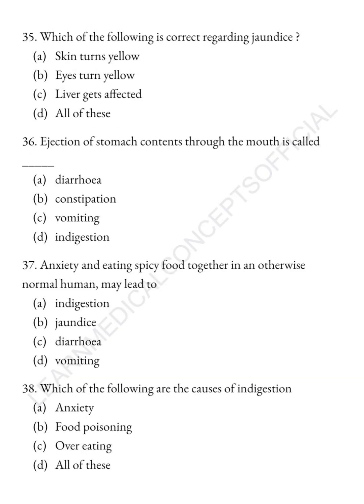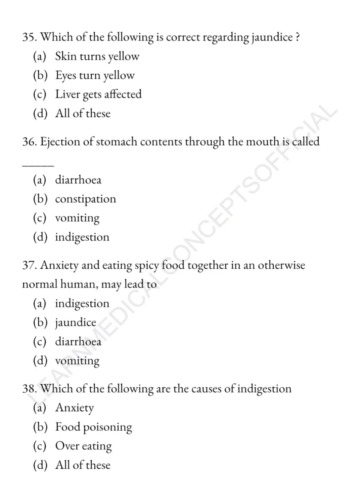Coming to the 35th question, which of the following is correct regarding jaundice? Option A, skin turns yellow. Option B, eye turns yellow. Option C, liver gets affected. Option D, all of the above. And your time starts now. And the correct option is all of these, that is option D. Since in jaundice, the liver gets affected, and skin and eyes turn yellow due to the deposition of bile pigments.